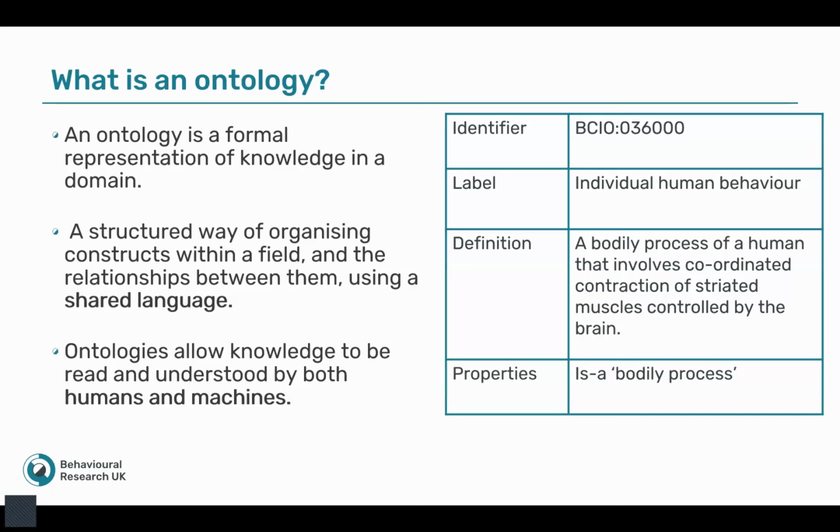Now, importantly, each construct within an ontology has a label that names the construct, a clear definition for that construct, a unique identifier or URI, and a list of properties associated with that construct. And specifying information in this way allows our knowledge to be understood not only by humans, but also by computers and machines. Next slide, please.